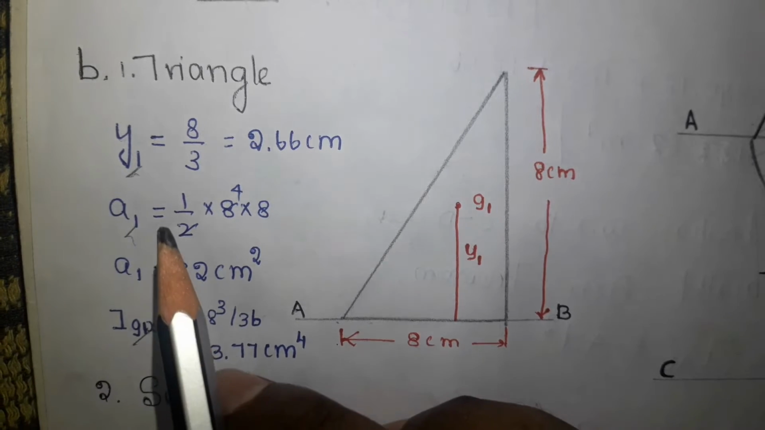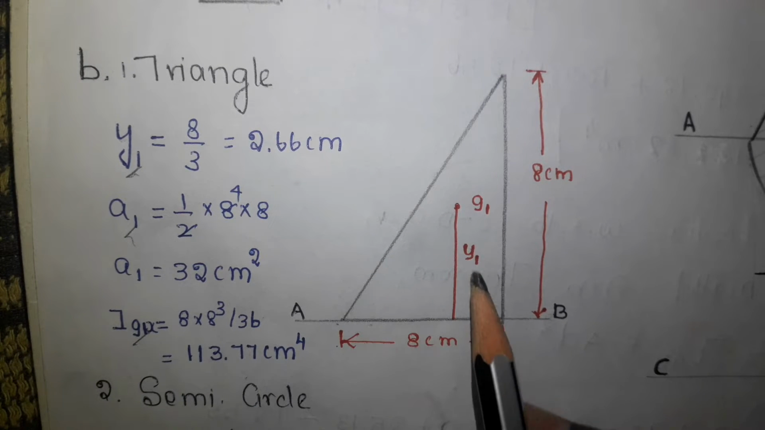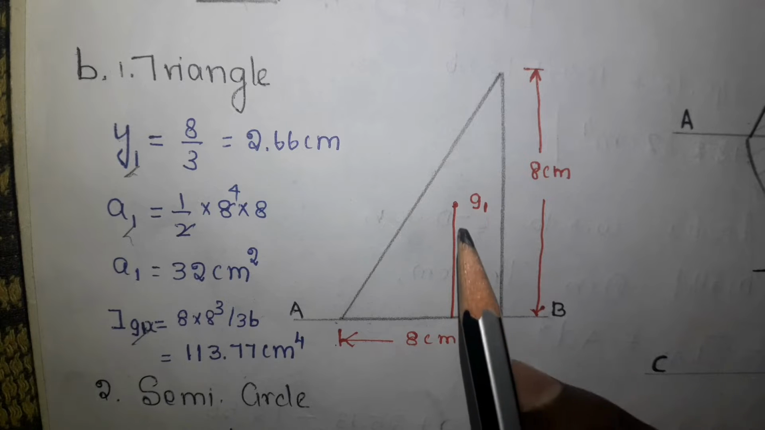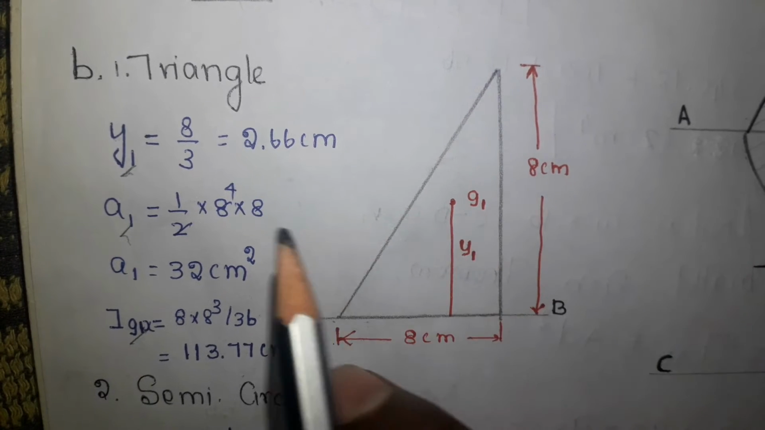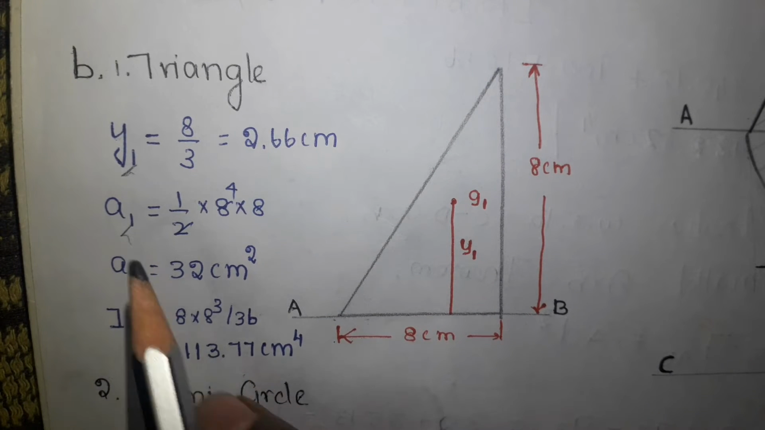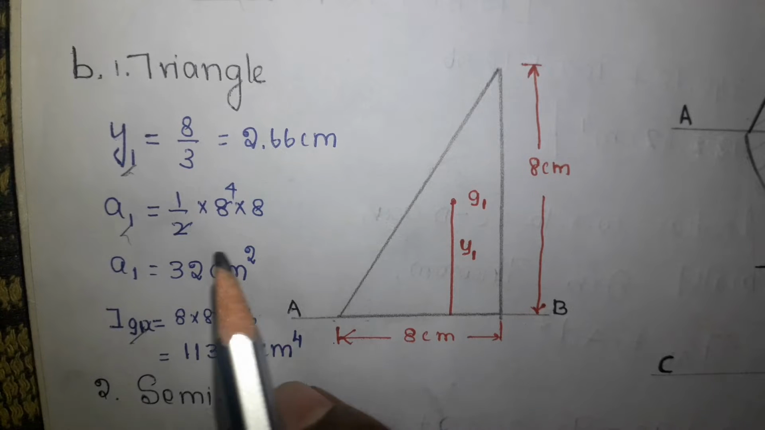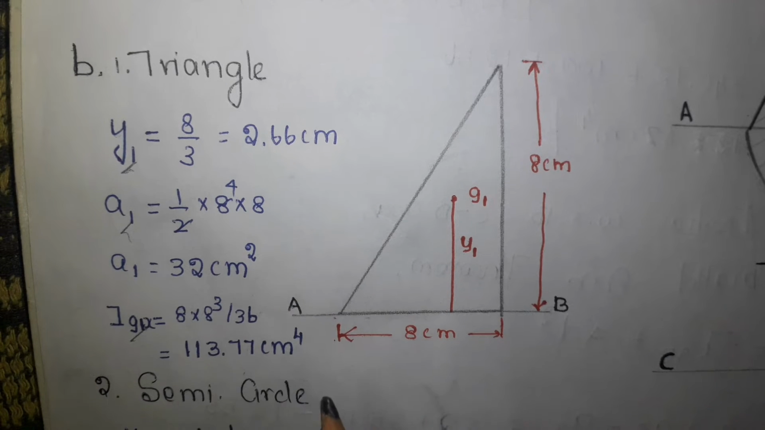Now let us go to the first variable, y1. y1 is the distance between this AB axis and the G1. So it is nothing but 1 by 3 of this height. So here it is 8 by 3, which is equal to 2.66 centimeter. Then the next one is a1, the area of this triangle, which is half bh. So 1 by 2, 8 into 8. So the answer is 32 centimeter square.